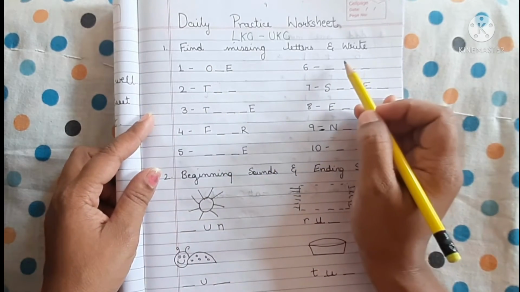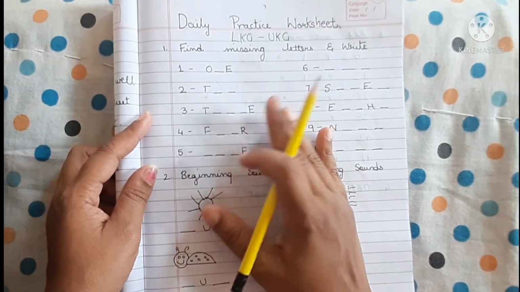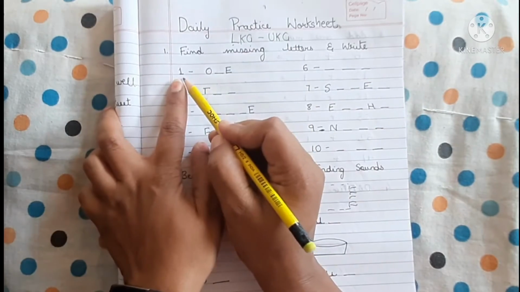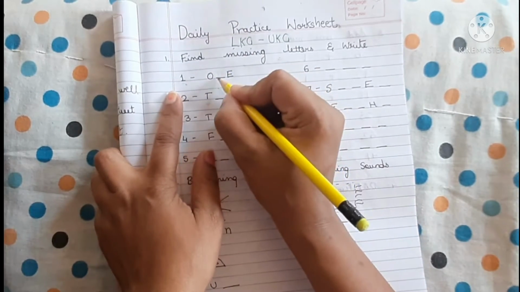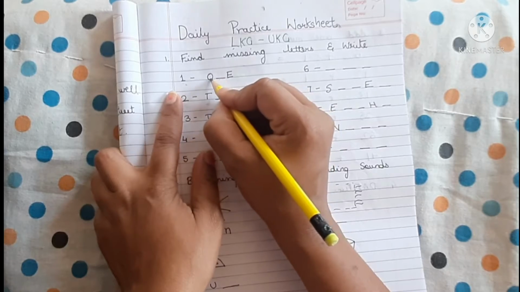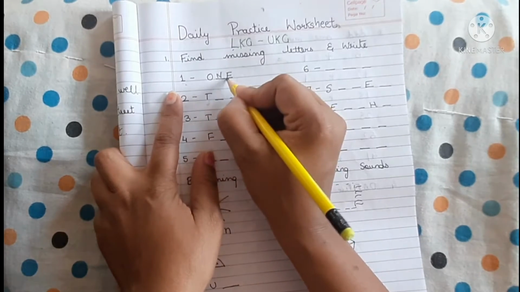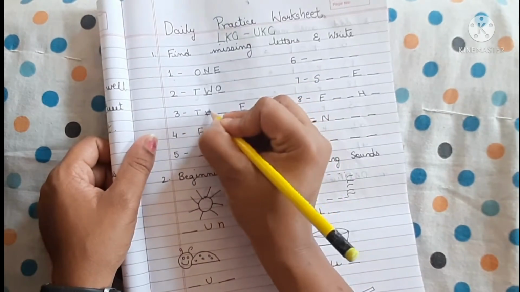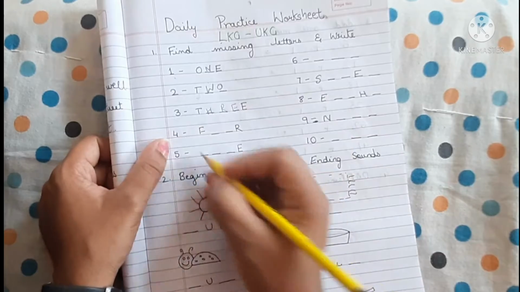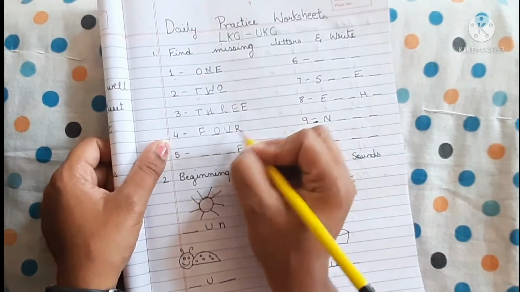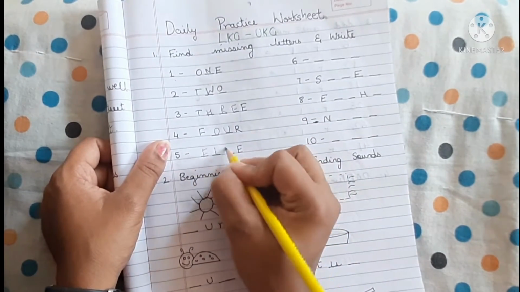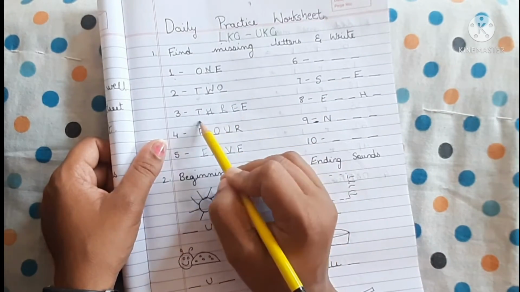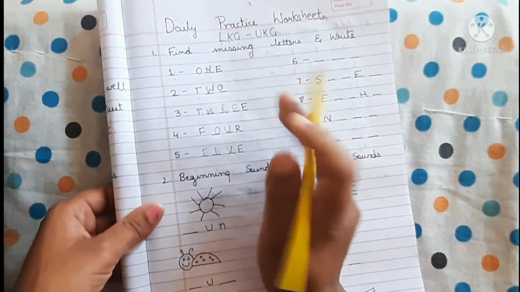This activity includes number names. Usually in LKG or UKG class, kids are taught number names. Here I have given number 1 and I have asked to fill this blank with the proper letter. So it is O-N-E, 1. This is 2, so T-W-O, 2. 3, T-H-R-E-E, 3. 4, F-O-U-R, 4. 5, F-I-V-E, 5. So in this manner, the kid has to fill the missing blanks to make a proper number name.